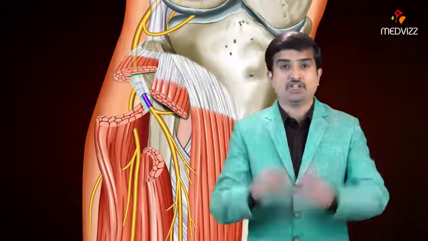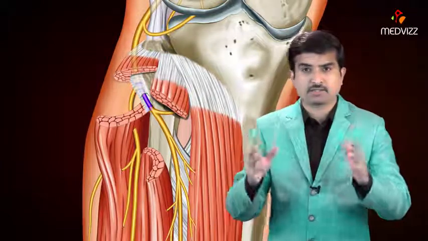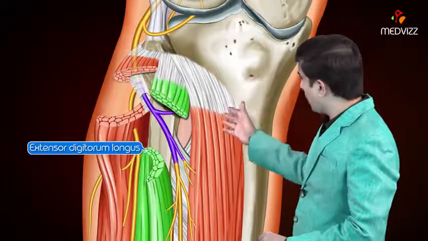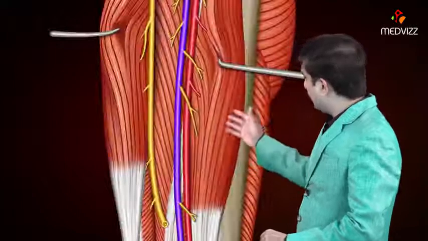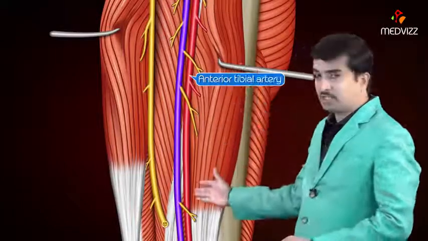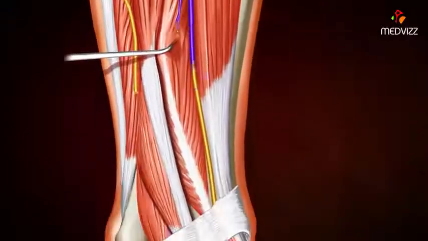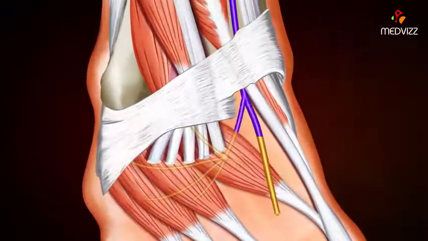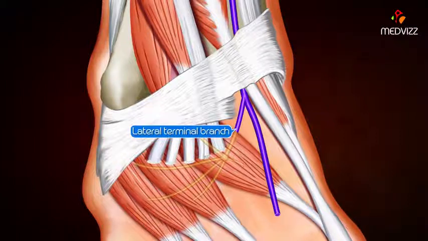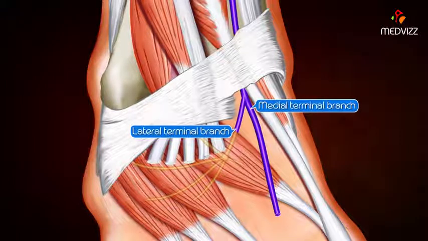And in the anterior compartment, it pierces extensor digitorum longus and descends with the anterior tibial artery, which you can see over here. Now, the deep peroneal nerve ends by dividing into the lateral as well as medial terminal branches, close to the ankle joint.